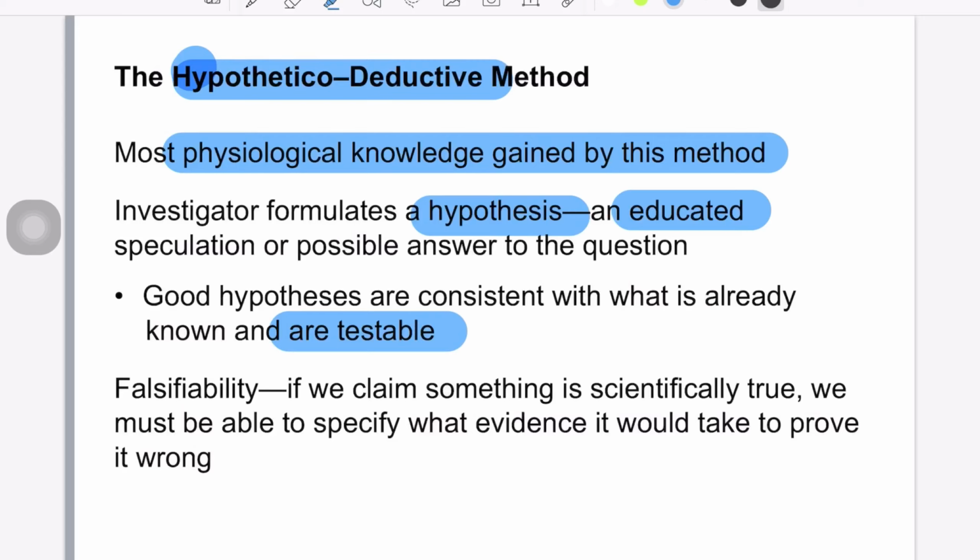Now, often we hear about something called falsifiability. If we claim something is scientifically true, you must be able to specify what evidence it would take to prove it wrong. And that's probably a discussion we'll get into a bit more when we start talking about writing a lab report further into this course.